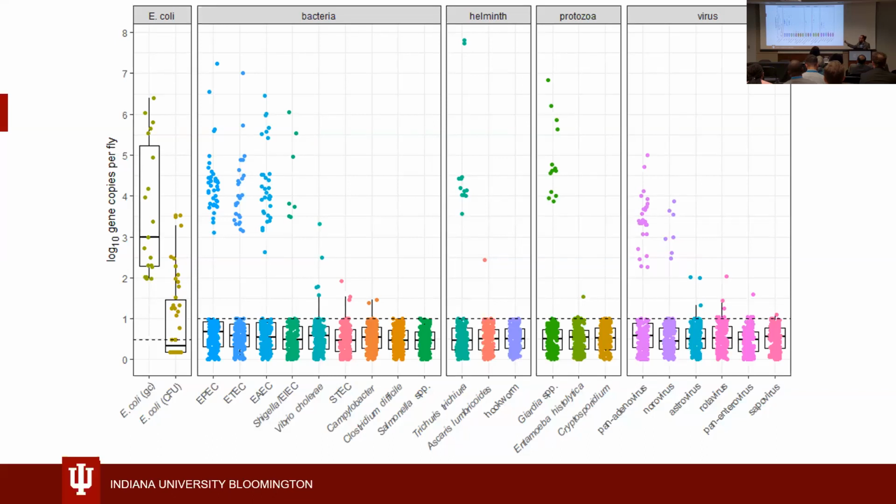Okay. Then what we're looking at here is my y-axis, my log10 transformed gene copies per individual fly, and my x-axis is the targets we were looking for on TAC, as well as, on the left there, the culturable and gene copies of E. coli that we're using to estimate viability.